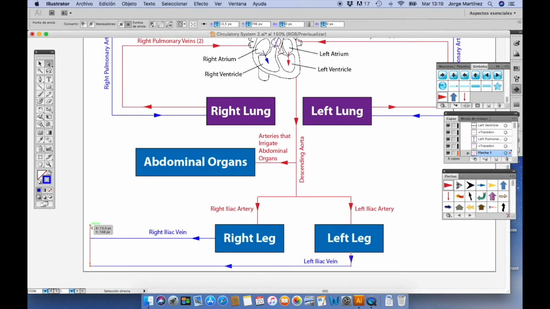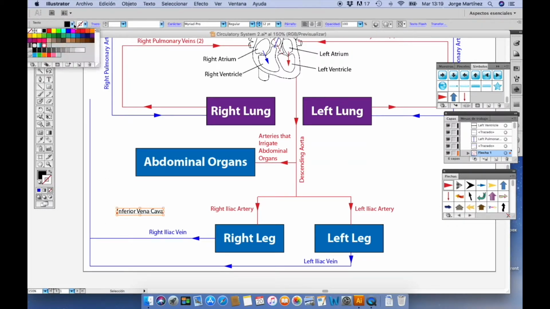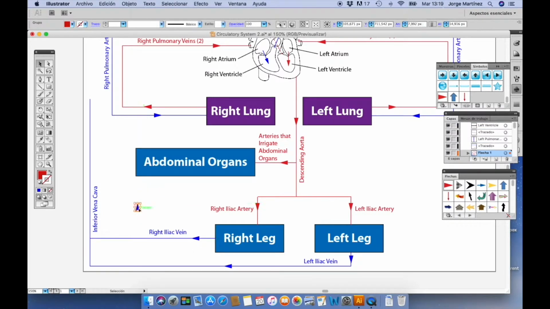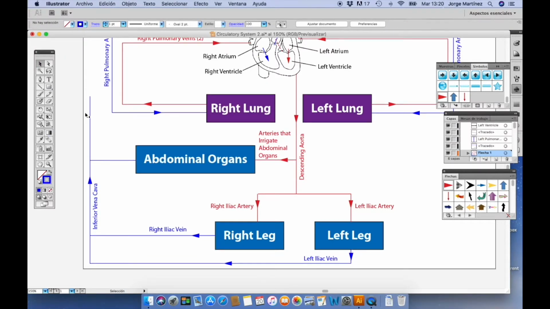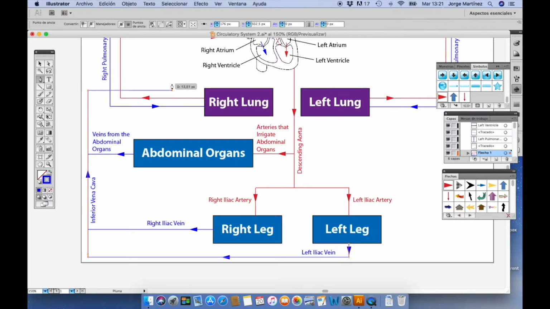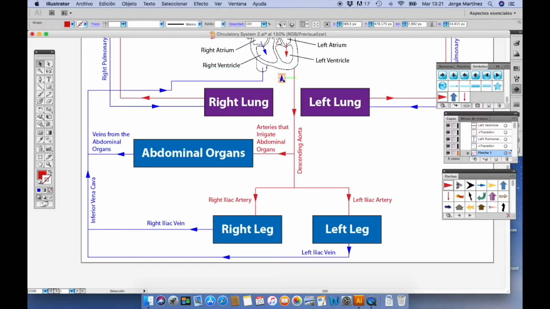The inferior vena cava ascends through the abdomen and through the thorax, receiving blood from abdominal and thoracic organs. I'm going to draw a line to represent all the veins that transport blood from the abdominal organs to the inferior vena cava. The inferior vena cava ends up in the heart. It ends up in the right atrium of the heart.